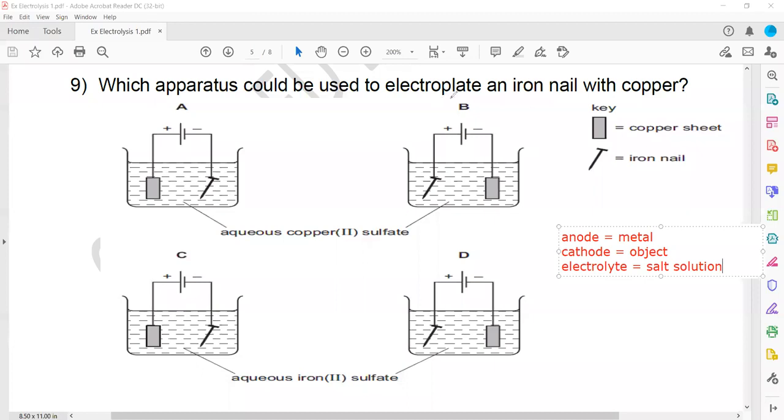Because we want iron nail is the object, copper is the layer which we want. So that's why in this case A will be the right answer.